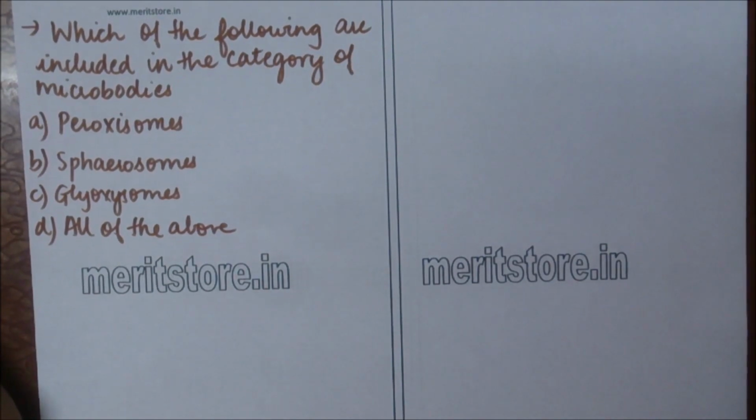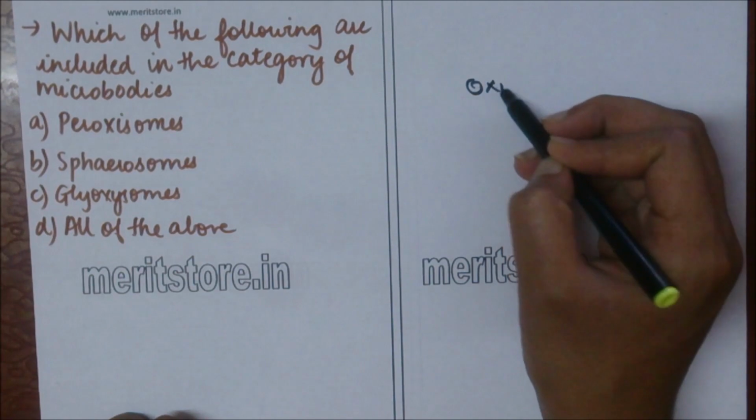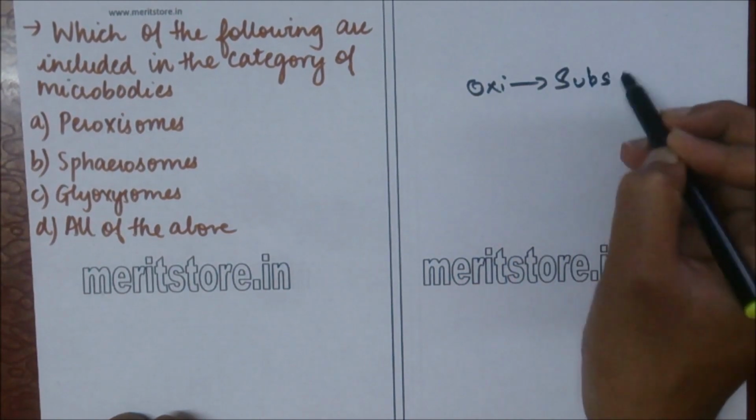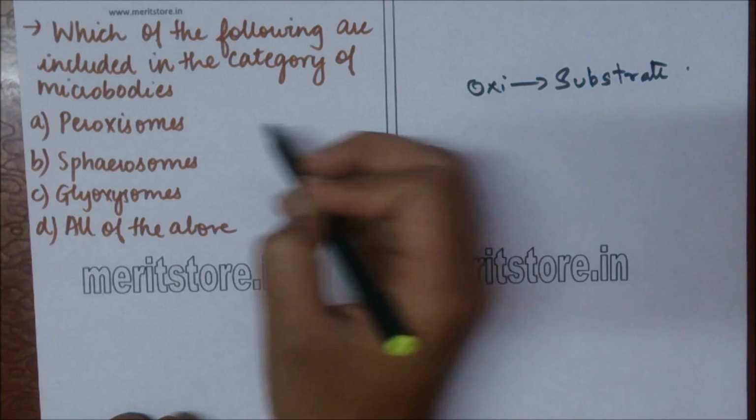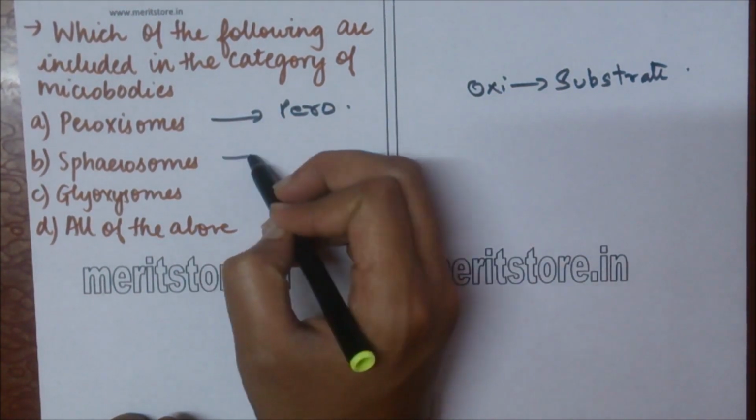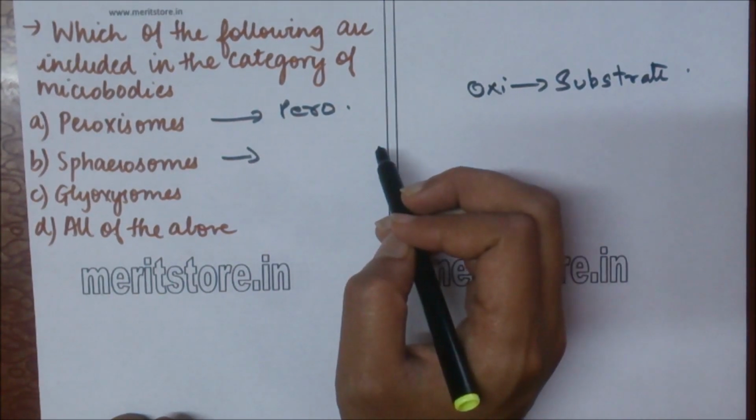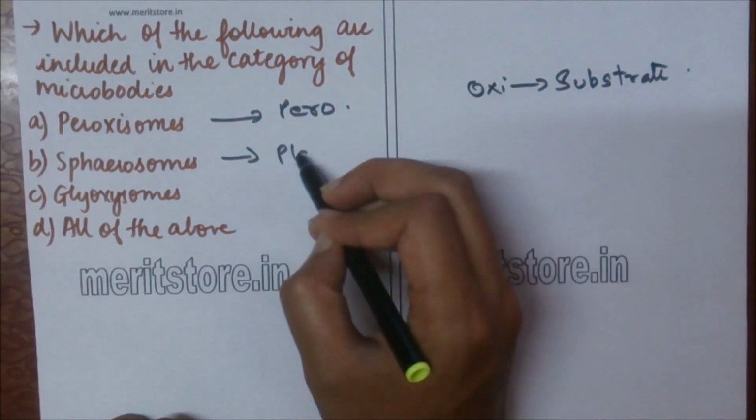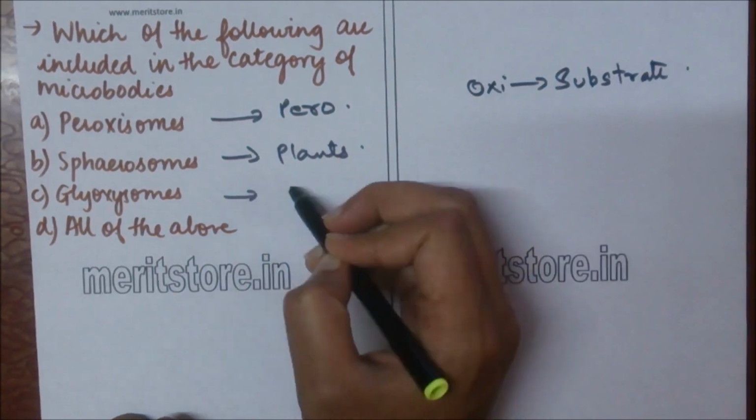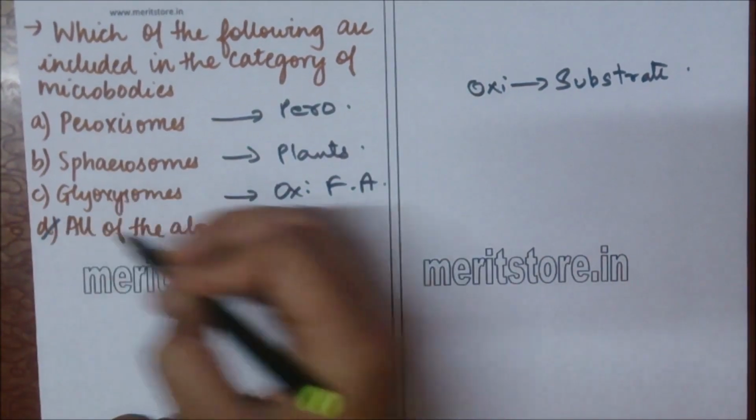Which of the following are included in the category of microbodies? A. peroxisome, B. spherosome, C. glyoxysomes, D. all of the above. Microbodies take direct part in oxidation of substrate. Peroxisomes form peroxides and oxidize the organisms. Spherosomes help in storage and synthesis of fat, mostly seen in plants. Glyoxysomes help in oxidation of fatty acids. So all of these are included under microbodies.